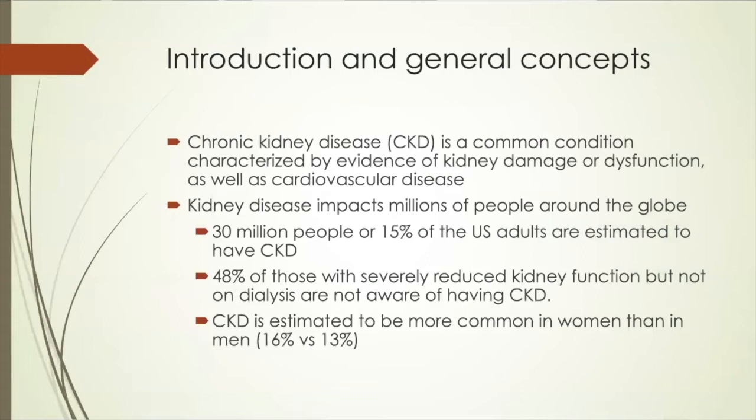Introduction and general concepts. Chronic kidney disease is a common condition characterized by evidence of kidney damage or dysfunction, as well as cardiovascular disease. Kidney disease impacts millions of people around the globe. 30 million people, or 15% of the US adult population, are estimated to have chronic kidney disease. 48% of those with severely reduced kidney function, but not on dialysis, are not aware of having chronic kidney disease. This is going to be a common theme that we'll be seeing throughout the presentation. CKD is estimated to be more common in women than in men, 16% versus 13%.